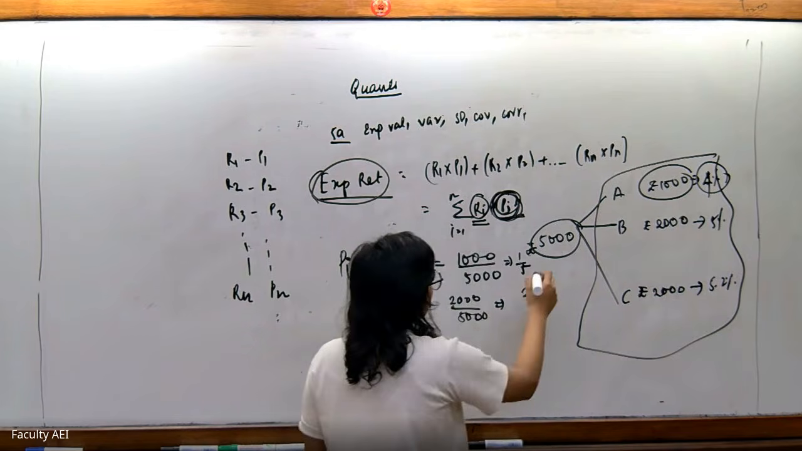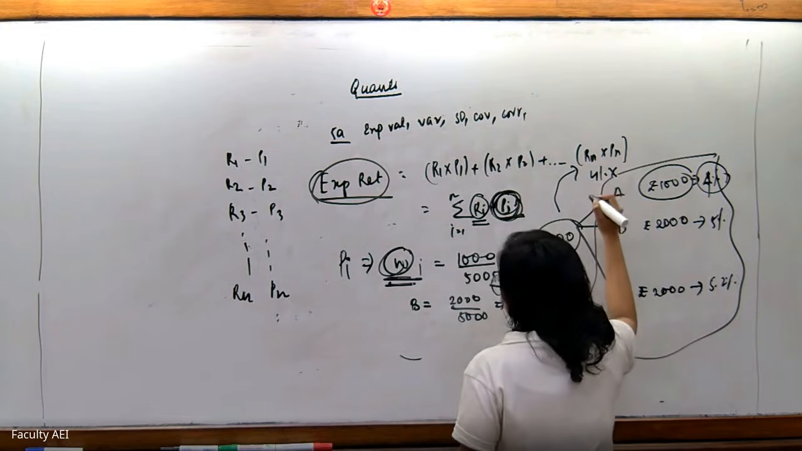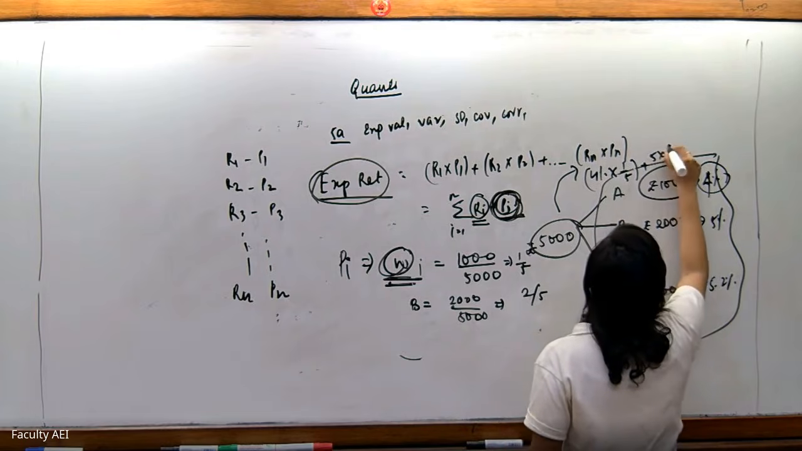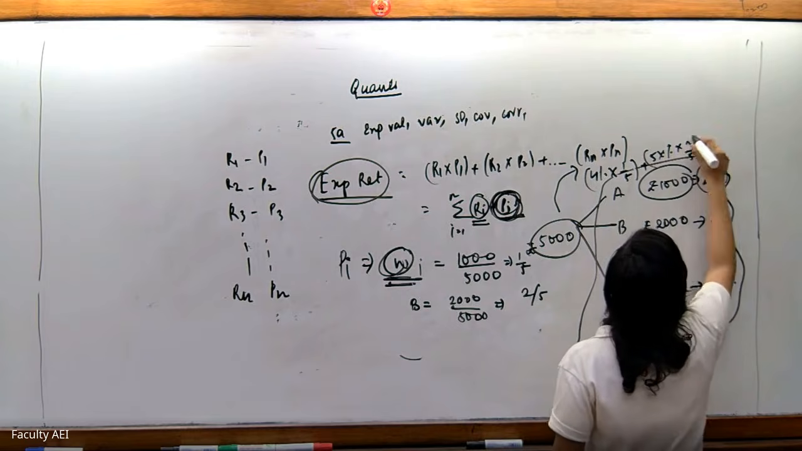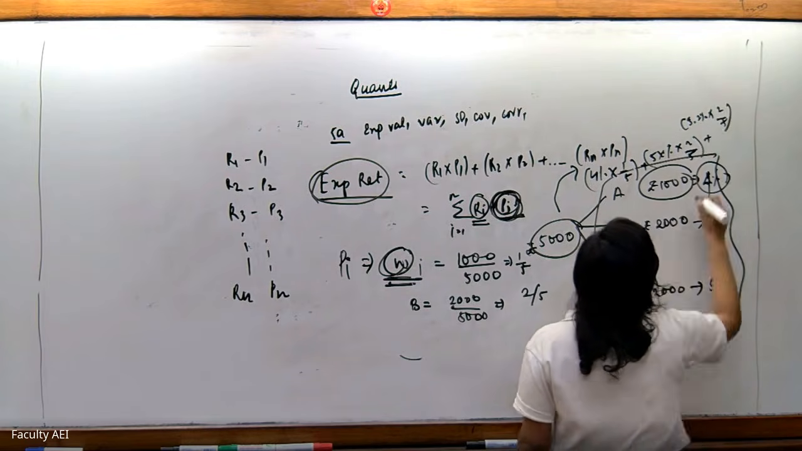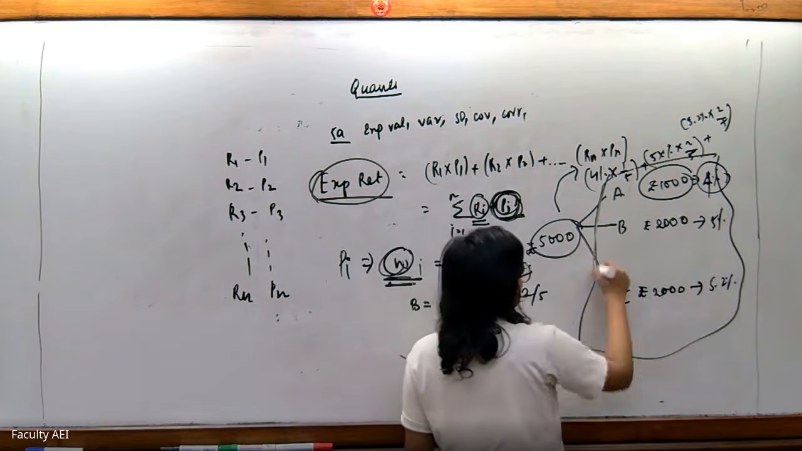So here, your expected return is 4% into 1 by 5, plus 5% into 2 by 5, plus 5.2% into 2 by 5. So this is the expected return which you can get if your portfolio composition is like this.